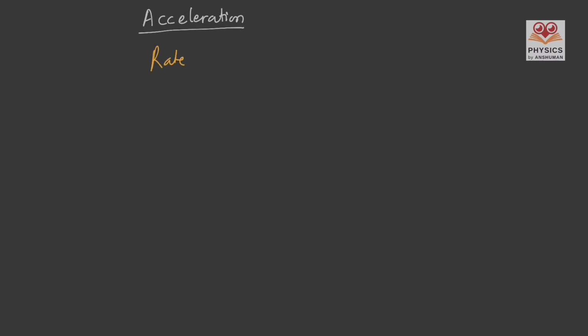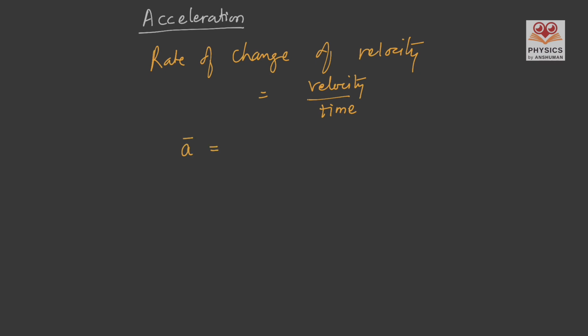Acceleration is the rate of change of velocity. It means it is actually velocity by time. The way we did average velocity, the same way we can do average acceleration, and that is actually a bar over small letter a, that is equal to change in velocity. So change in velocity is velocity 2 minus velocity 1 divided by the total time consumed, so time 2 minus time 1. And this can further be written as delta, that gives the change, so change in velocity divided by the change in time or time elapsed.